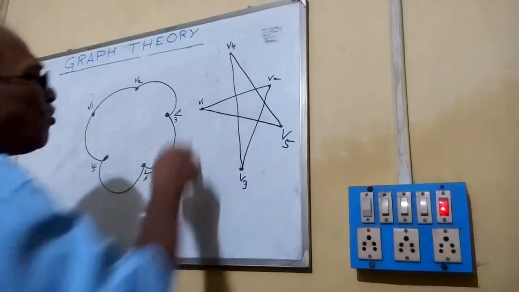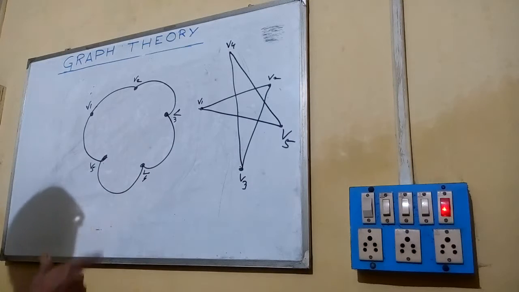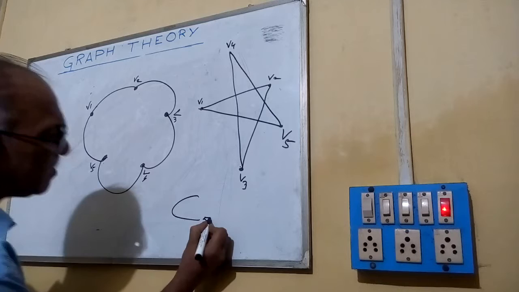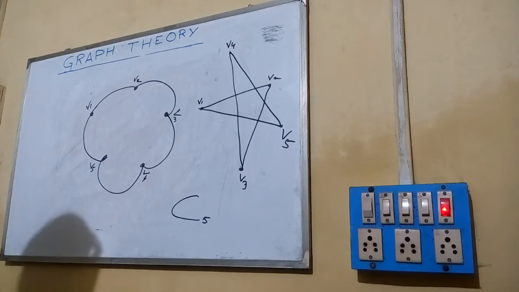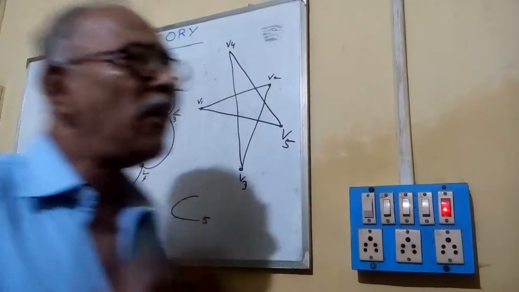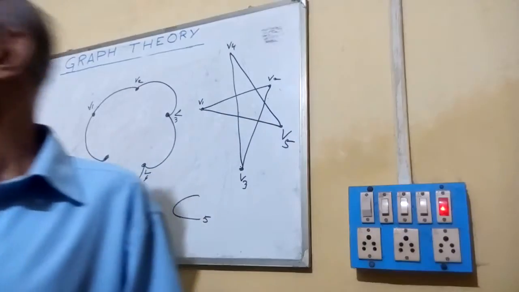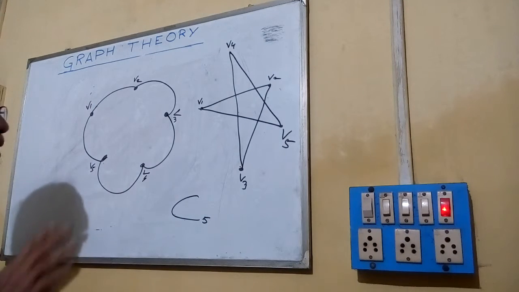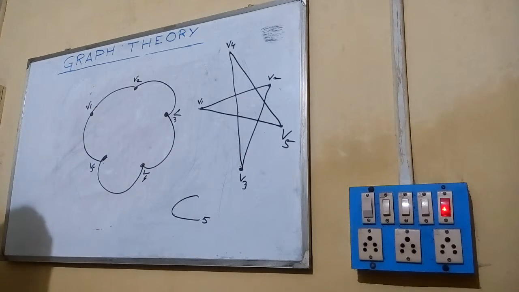So here this is also a cycle. This is a cycle of 5 vertices. So it is denoted by C5. A cycle of 5 vertices is denoted by C5. Previously I said a complete graph of 5 vertices is denoted by K5. Now, what is degree of a vertex?